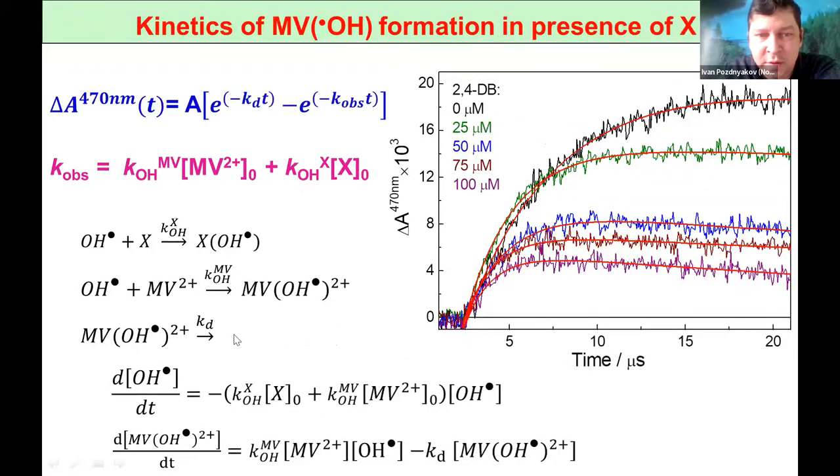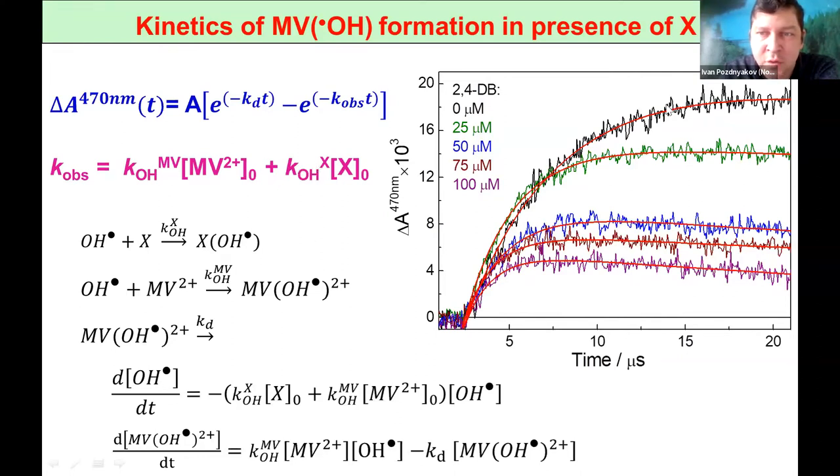So in this case, we can obtain a rather simple kinetic scheme, which includes the reaction of our radical with target compounds, with methylviologen, and decay of the adduct of methylviologen. This scheme can be solved analytically, and we can obtain a very nice equation showing how the absorption of this adduct changes in time. And here, a very important thing is the observed rate constant of formation of this adduct, which depends on both the concentration of methylviologen and your studied compound, and the corresponding reaction rate constants.